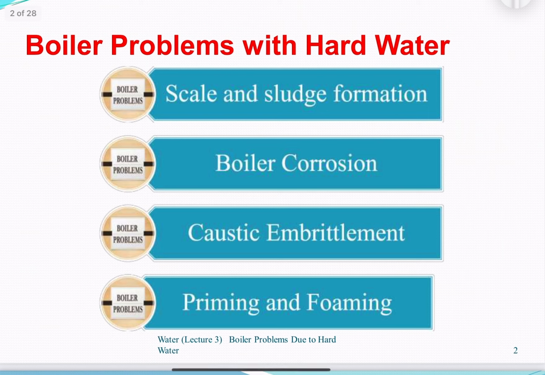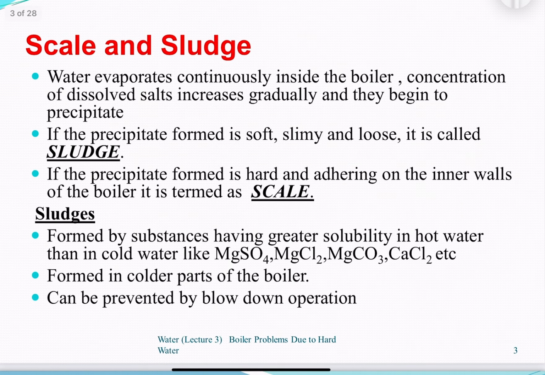Now there are basically four types of problems which are caused by hard water in boilers. First is scale and sludge formation. Second is boiler corrosion. Third is caustic embrittlement. And fourth is priming and foaming. Now we are going to study all these problems one by one. So I start with scale and sludge.